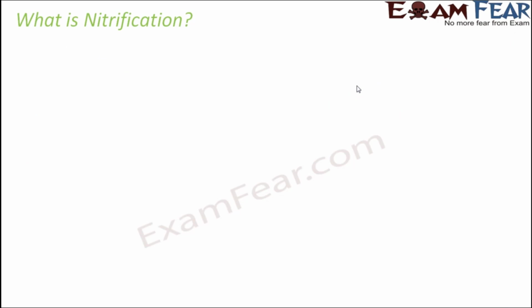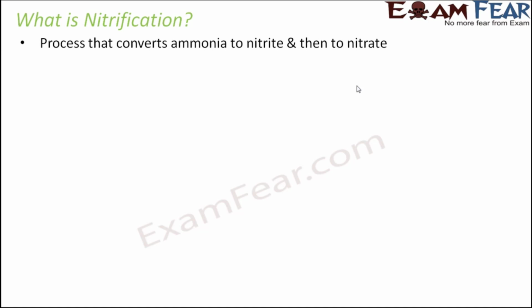Now the next step, that is nitrification. So what is nitrification? Nitrification is the process in which the ammonia gets converted to nitrite and then to nitrate. Because now we have learned that plants cannot utilize atmospheric nitrogen. Plants can utilize nitrogen in the form of nitrites or nitrates. So therefore it is important that the ammonia also gets converted into nitrites or nitrates.